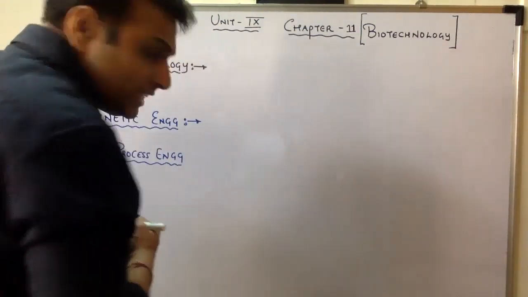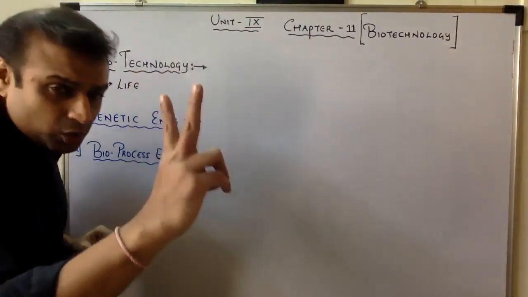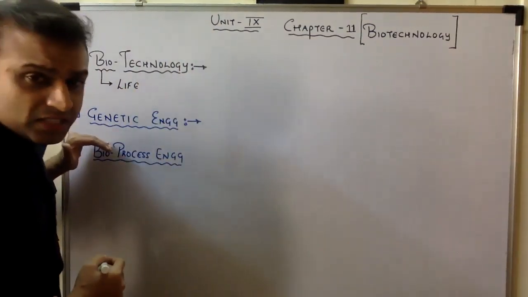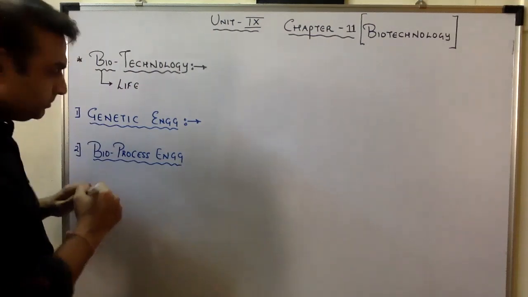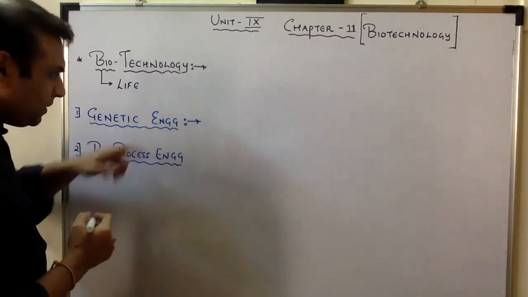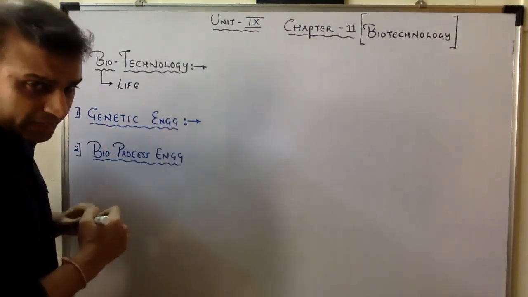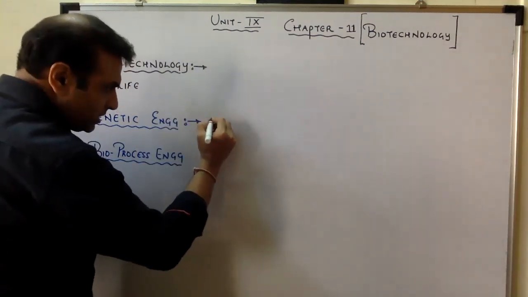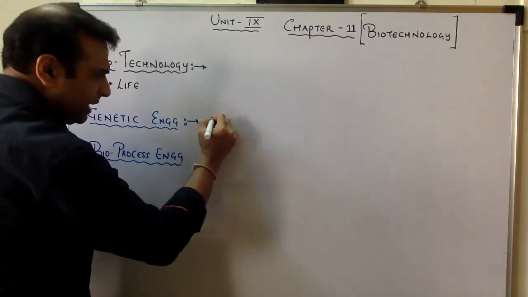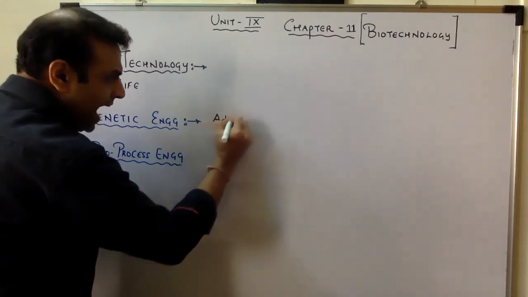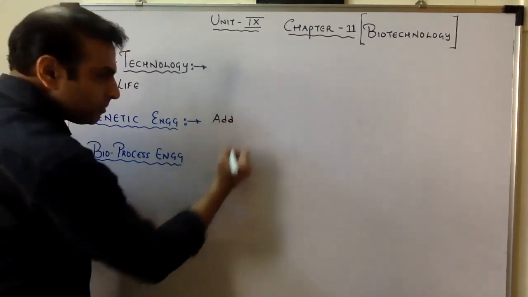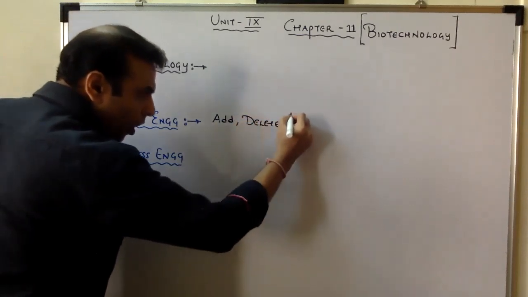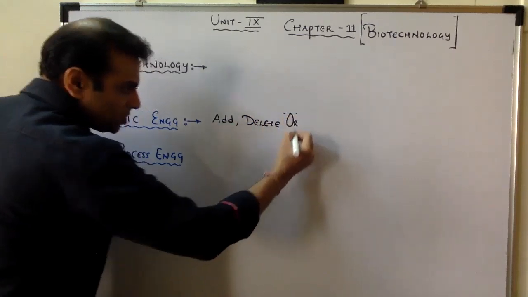अब सुनो, when I say biotechnology, there are two streams which we are interested in. The first is called genetic engineering. Let us first understand what we mean by the word genetic engineering. Genetic engineering is a process by which you either add a gene, or you delete a gene, or you manipulate a gene.